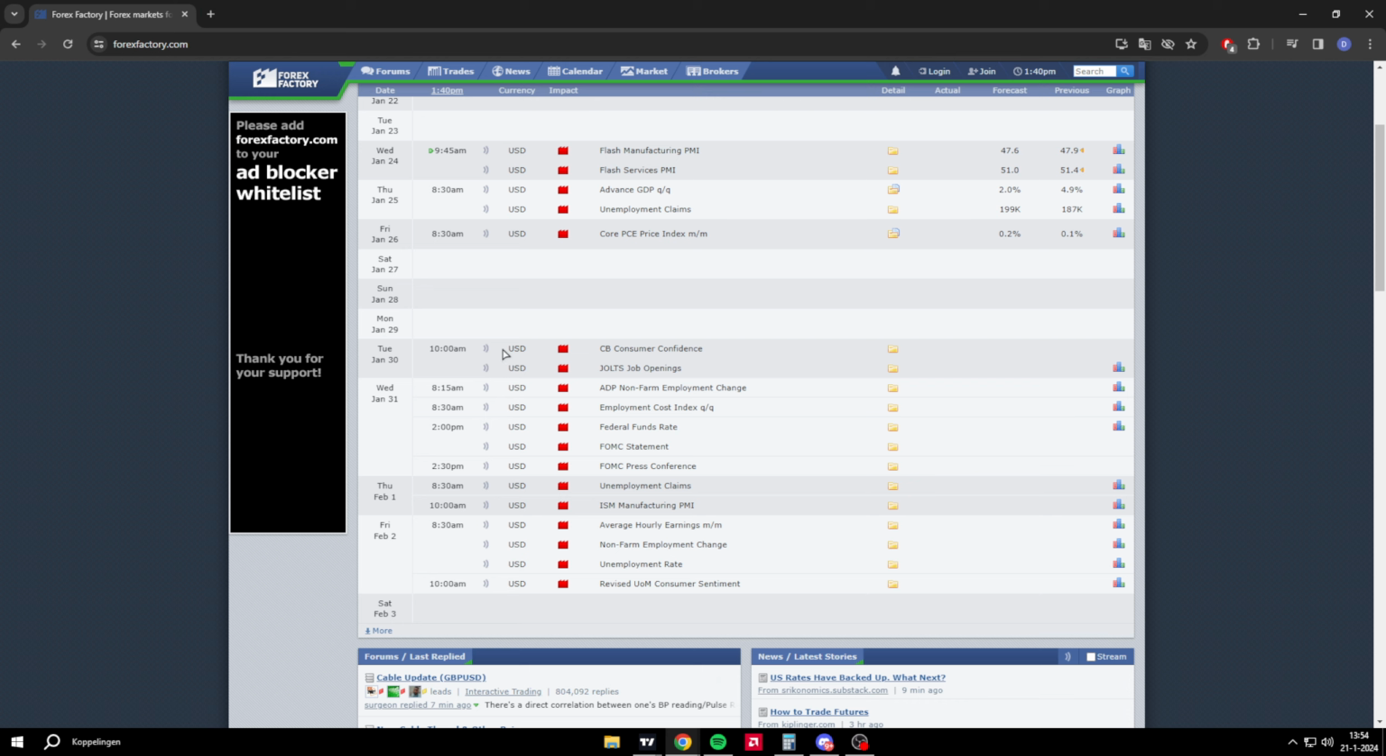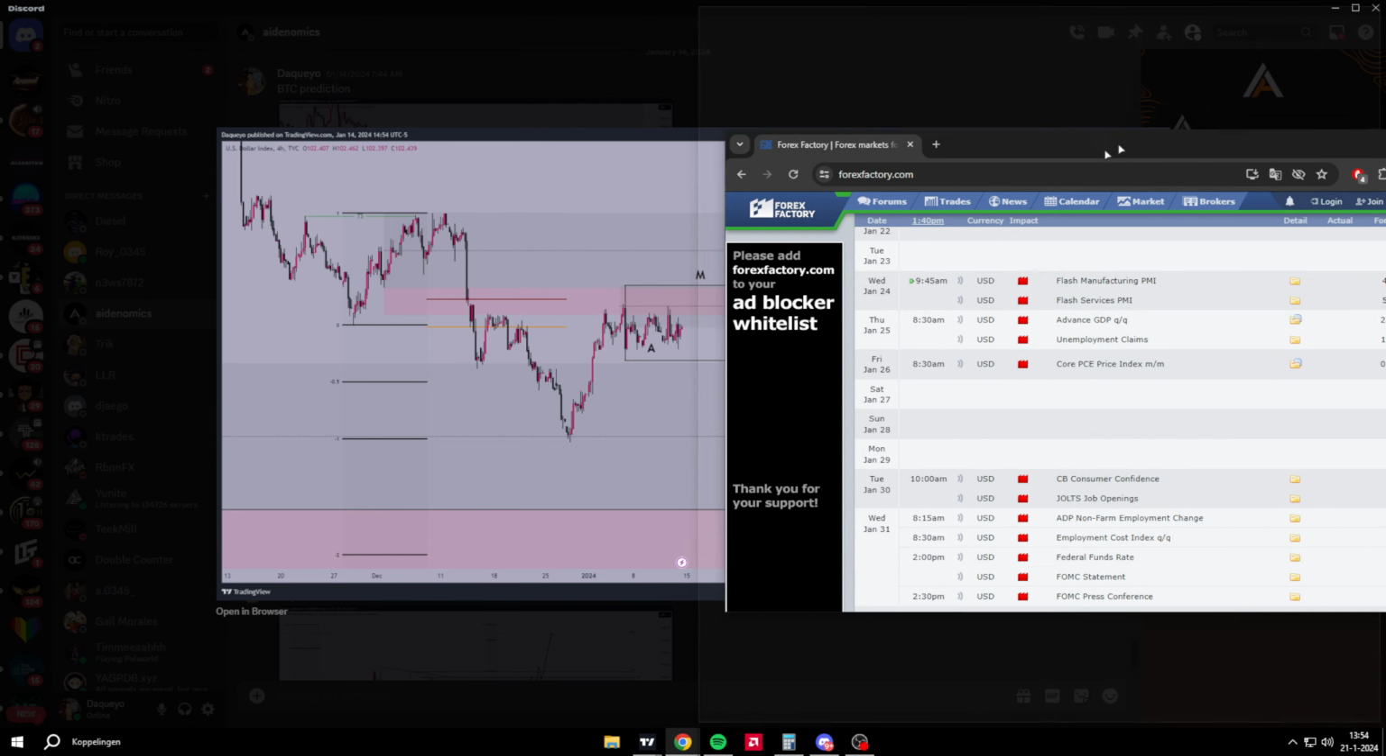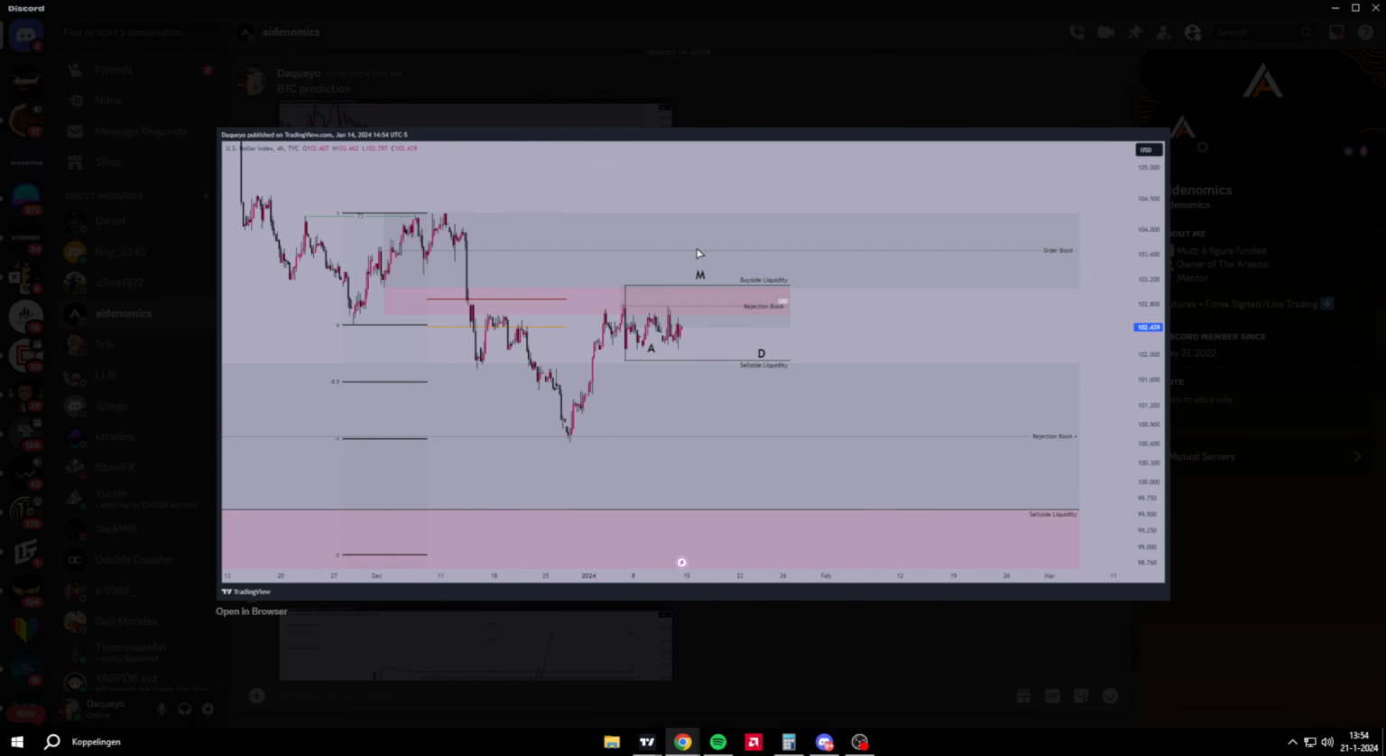Still is the same. So Monday our accumulation, and we're gonna have a manipulation, but I want to see a big distribution. This is all gonna happen with the big distribution, so it still fits what we want to see. But yeah, this is what I had on DXY, January 14th.